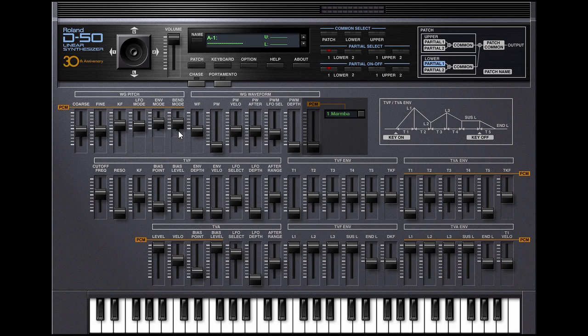The bender mode defines if you don't want any modulation by the pitch wheel in off mode, or if you want to be modulated, you can use the normal mode, that is this one, so you can see the pitch bend.